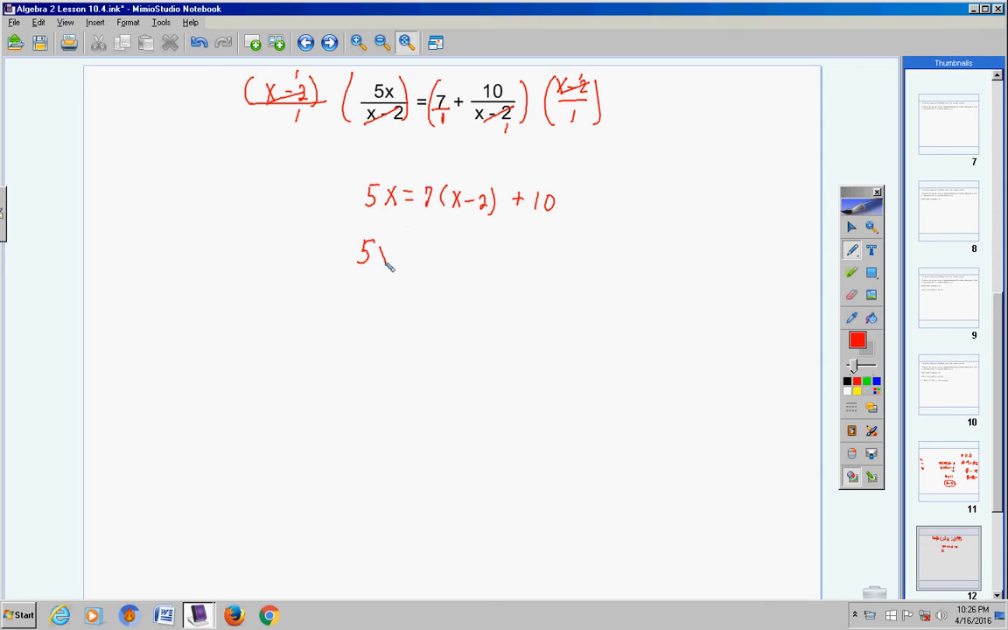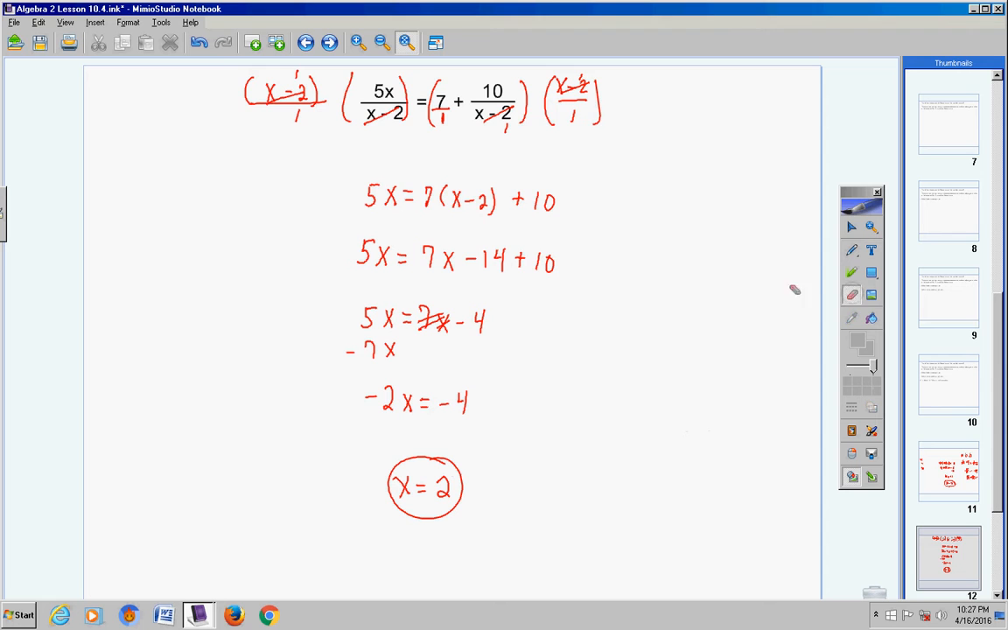Let's simplify and solve. Okay, so linear equation, pretty simple. 7 times x is 7x. 7 times negative 2 is negative 14. Positive 10. Next I have 5x equals 7x minus 4. Bring your 7x over and make it a negative 7x. And I'm left with negative 2x equals negative 4. Divide both sides by negative 2. A negative divided by a negative is positive. 4 divided by 2 is 2, so there's my answer.